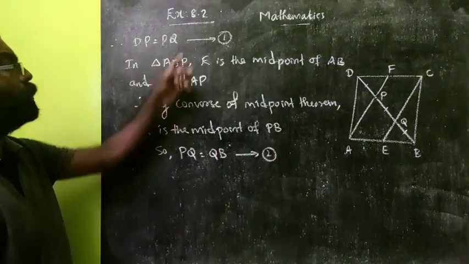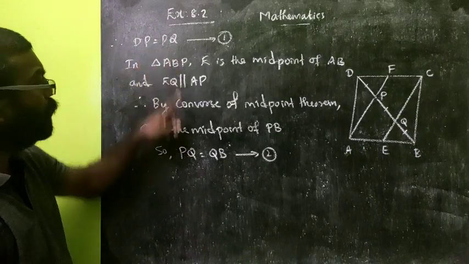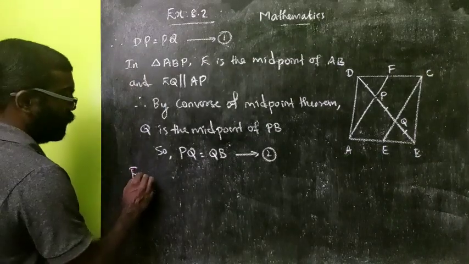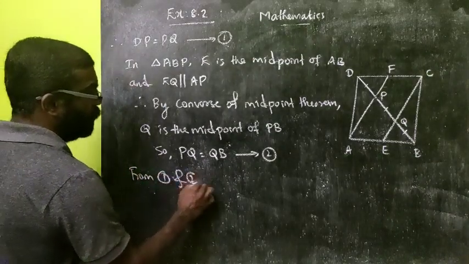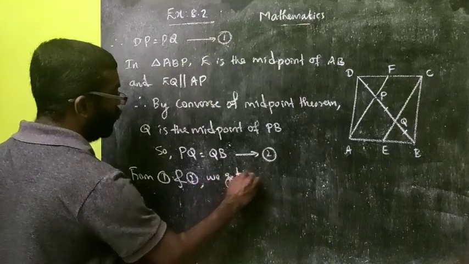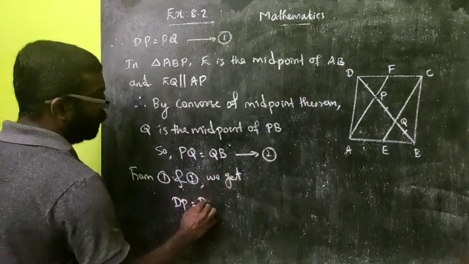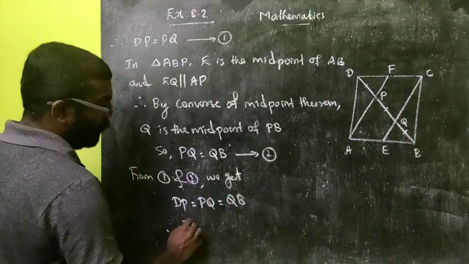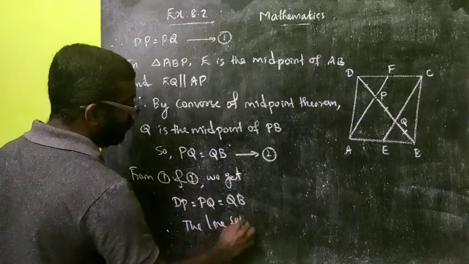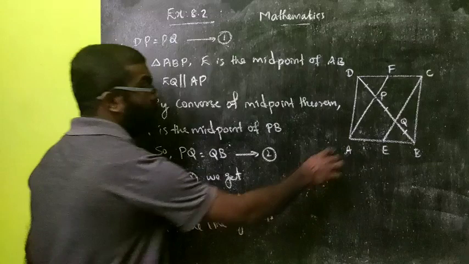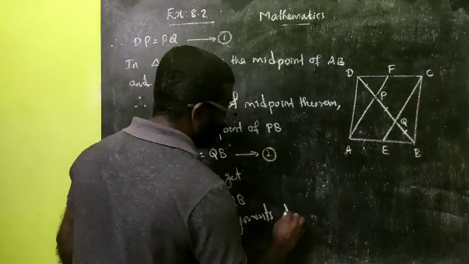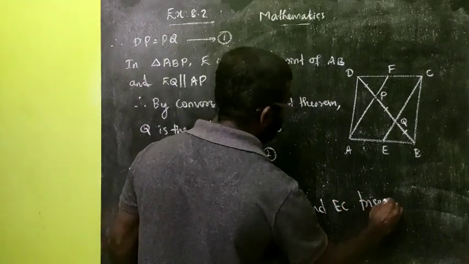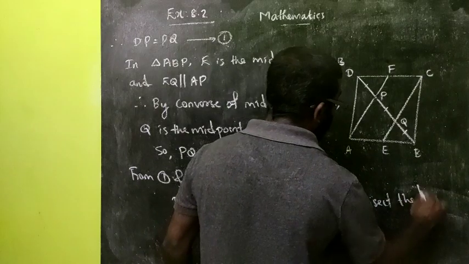Now we can combine equation 1 and 2. In equation 1, DP equal to PQ. Here PQ is equal to QB. That means all the three values are equal. So from 1 and 2, we get DP is equal to PQ is equal to QB. Therefore, we can conclude the line segments AF and EC trisect the diagonal BD.